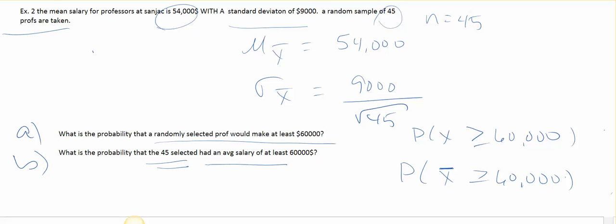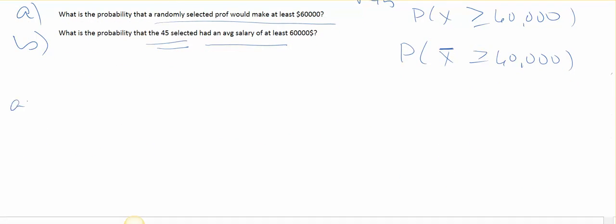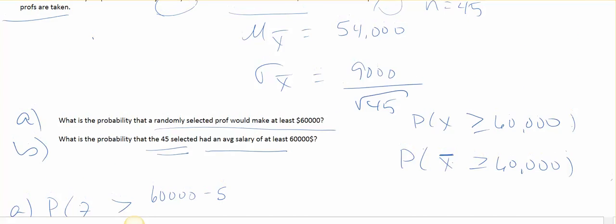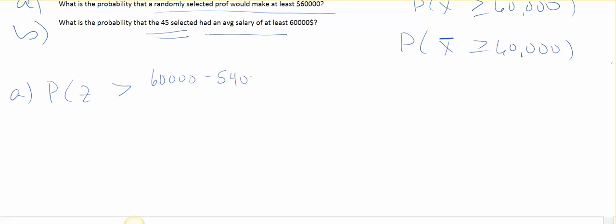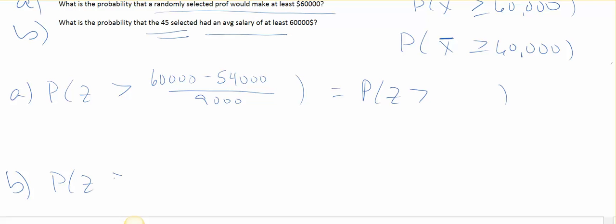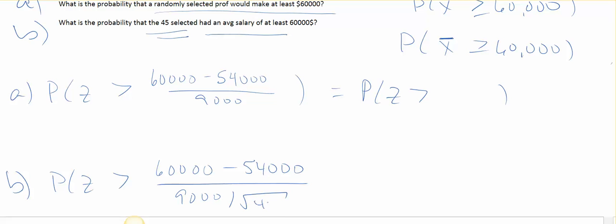How does that change your calculations? Well, you're still going to find z-scores for both of those. For part A, to find the z-score, you would take the 60,000 minus the 54,000, and you would just divide by 9,000, which was the standard deviation. That would get you your z-score, and then you could look that up on your table. For part B, though, you have a little bit of an adjustment because of the sample size. So you do the 60,000 minus the 54,000. We're going to divide by 9,000, but that 9,000 is getting divided by the square root of 45.